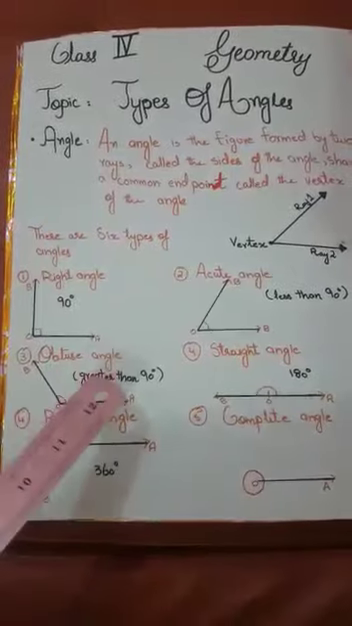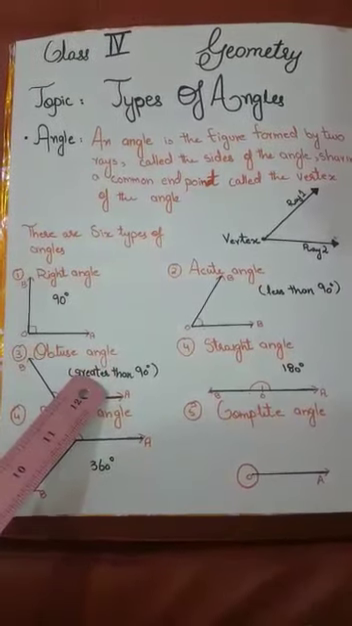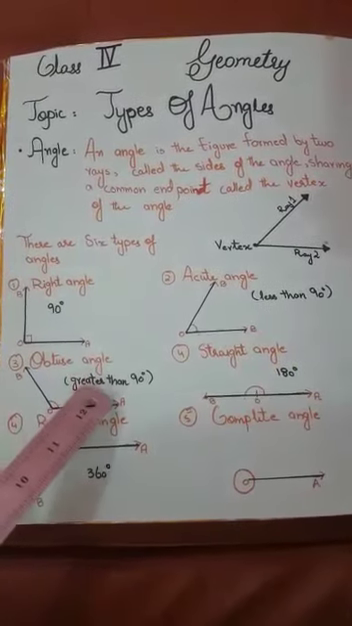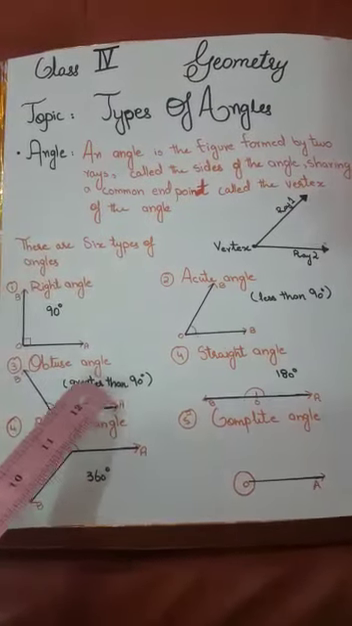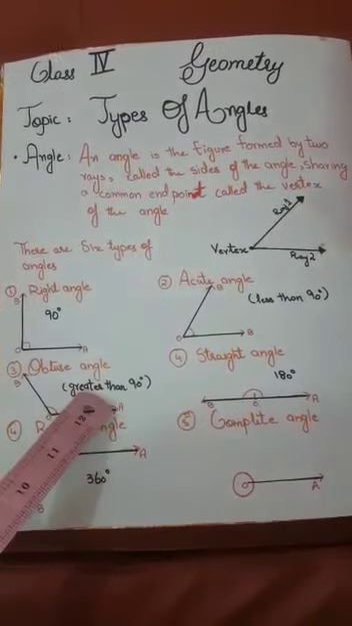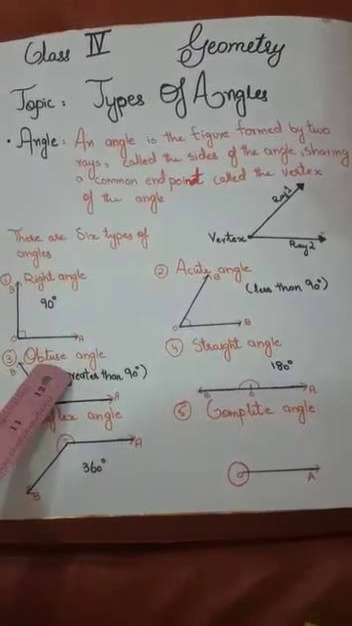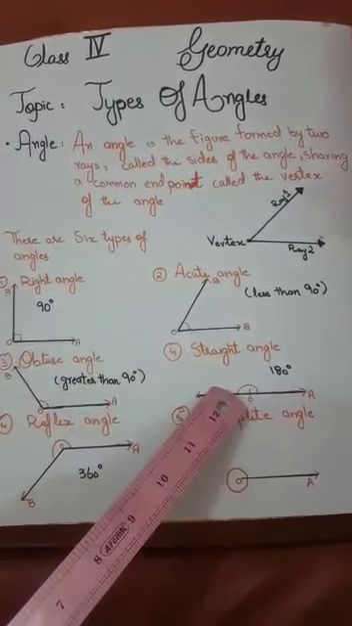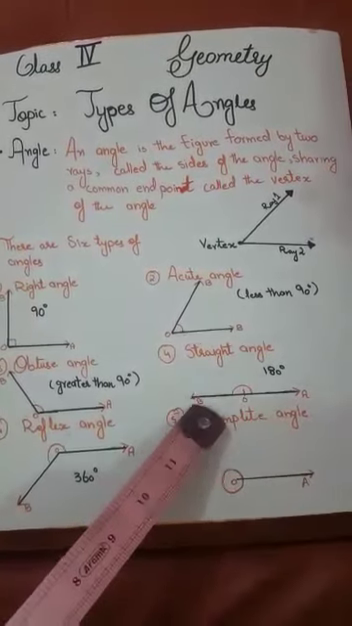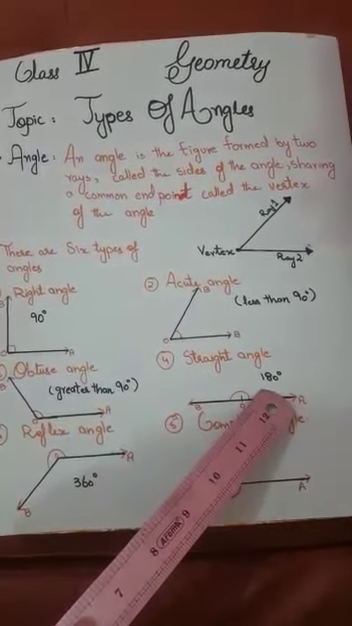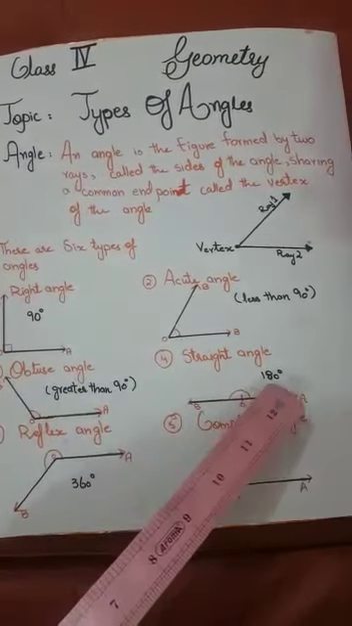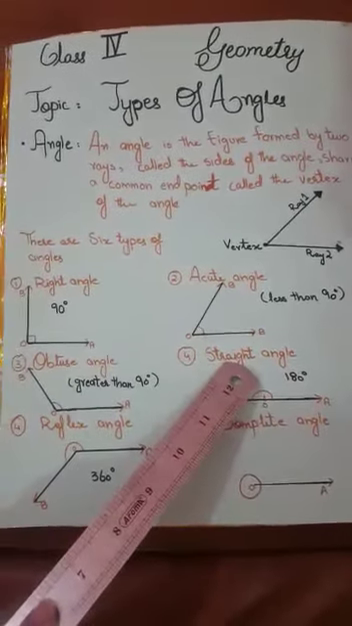As well, all the angles greater than 90 degrees are always called obtuse angles, like 100, 110, 120, and whatever you like to draw, but always greater than 90. These are all called obtuse angles. A straight angle makes a straight line and the measurement is 180 degrees. It has 180 degrees and this angle is called a straight line.